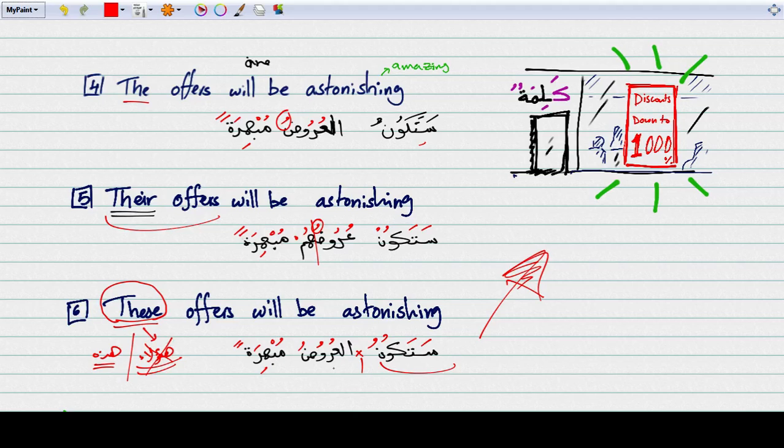So basically عروض, it's easy. This doesn't have anything to do with humans. It's plural, offers. You will have to use هذه regardless of whether the word in the singular form, which is عرض, is masculine or feminine. We don't care in Arabic. Once it becomes plural, you just add هذه. So this is a review.